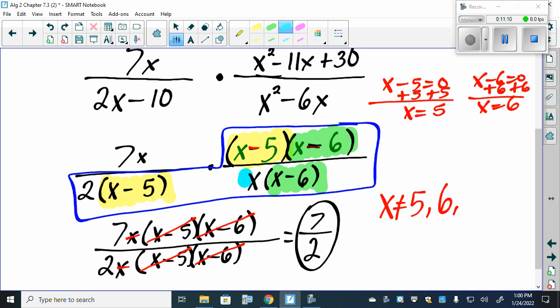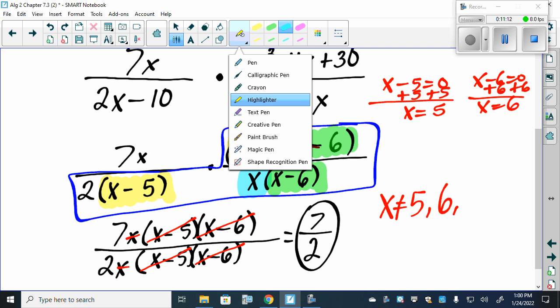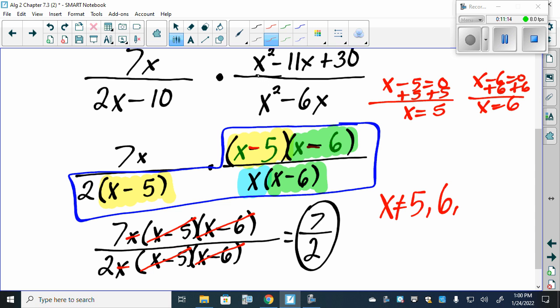And the last one we have is just x. And what value of x is going to make x 0? 0. Apparently I'm still going to write in a highlighter. And we can set the same thing up: x is equal to 0. Okay, so it's 0. And those would be the restrictions.